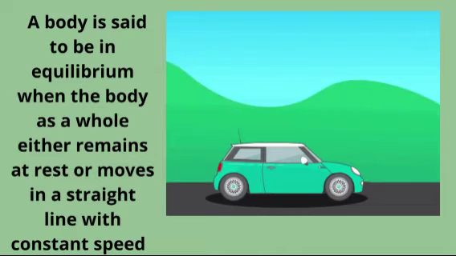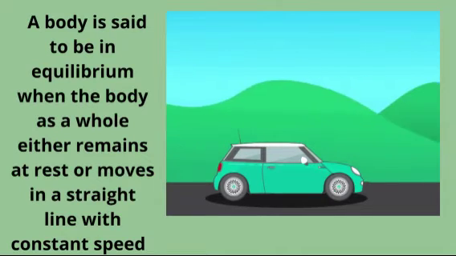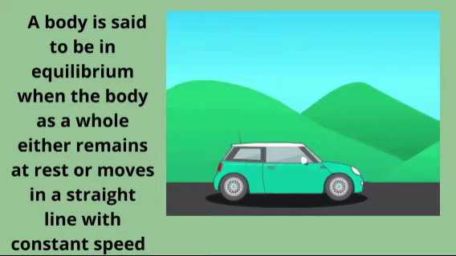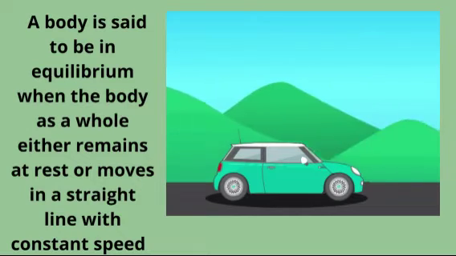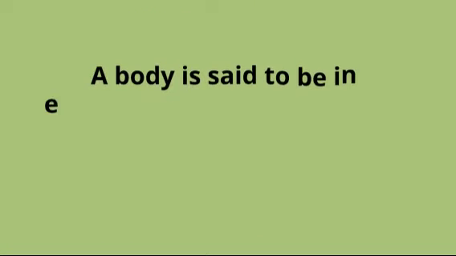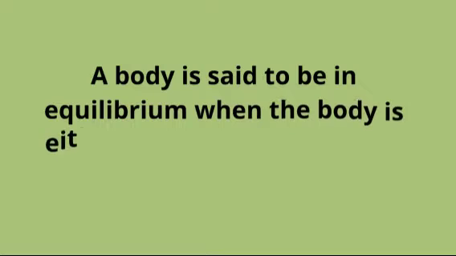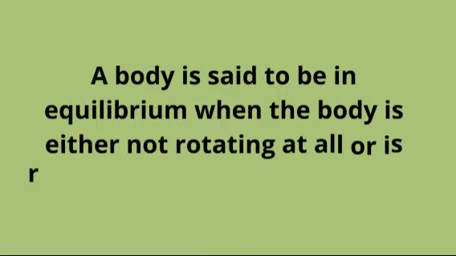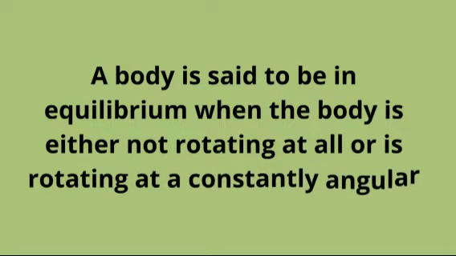We also say that a body is said to be in equilibrium when the whole body remains at rest or moves in a straight line, like the example we have above. The car is moving at constant speed. It is not accelerating, it is not decelerating. So the force acting on it is said to be equal, so the body is in equilibrium.